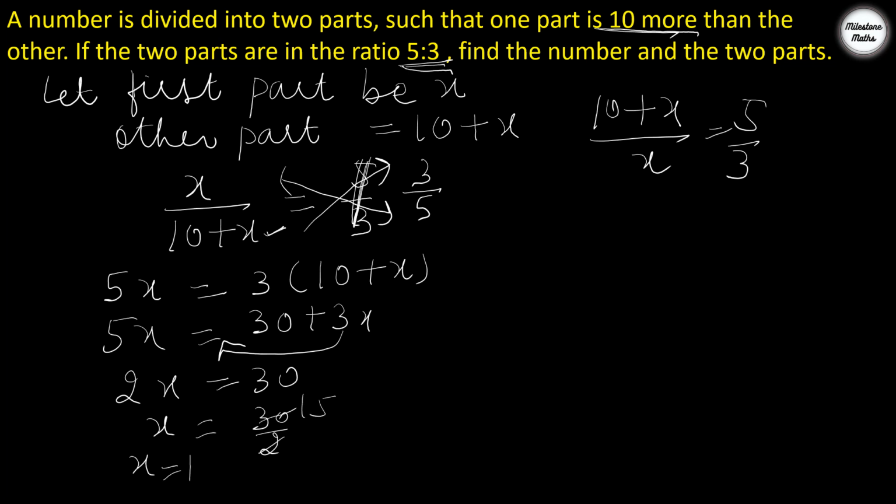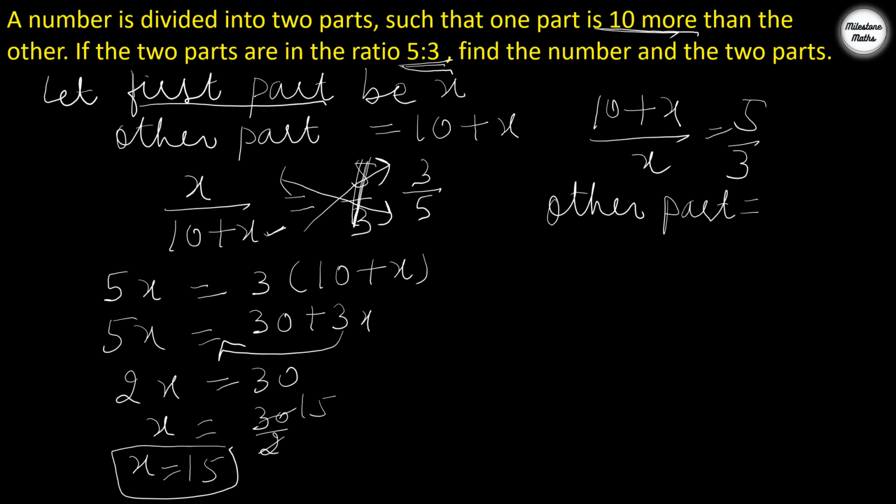So we have got x equals 15, and we assumed x as the first part of the number. Okay, so this is the first part we have got. What is the other part of the number now? The other part was 10 more, right? So 10 plus 15, that is 25. Now we have got these two parts.